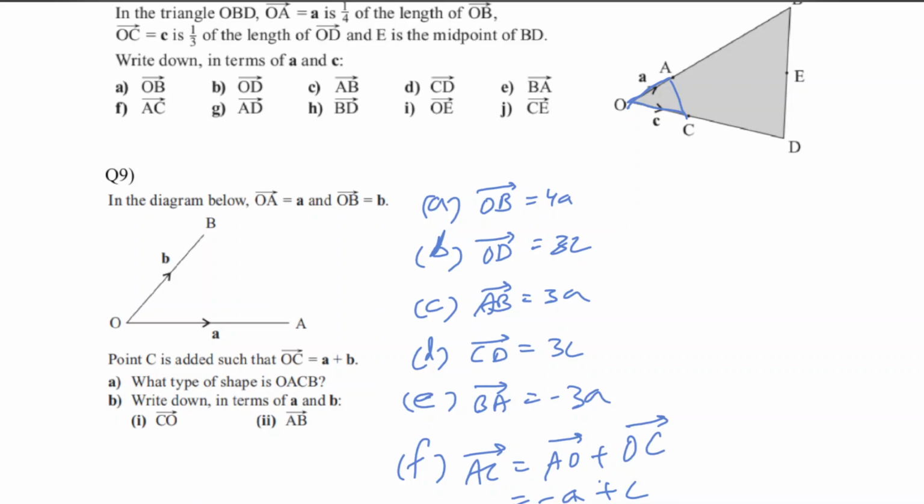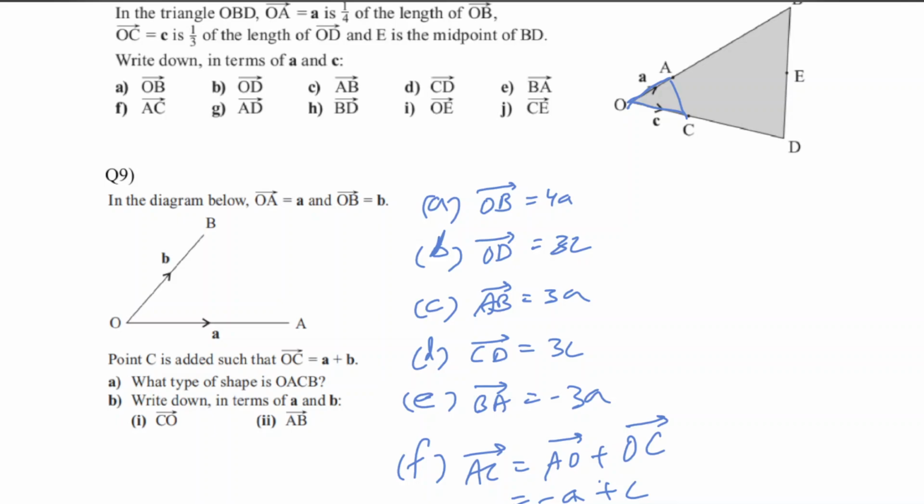G is, we have to find AD. So A to D we have to go. From A we have to go and reach D. So AD is, we can travel this direction, right? A to O plus O to D. So AO is what? Minus of A, plus OD is what? This whole length we have taken as OD is 3C, right? So plus of 3C.